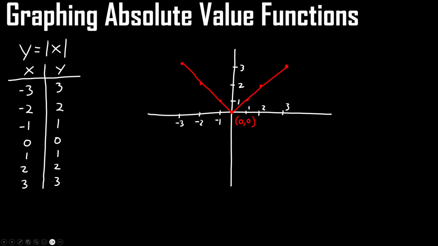Notice that the graph is symmetric across the y-axis. That's because the absolute value is the same for both positive and negative inputs.